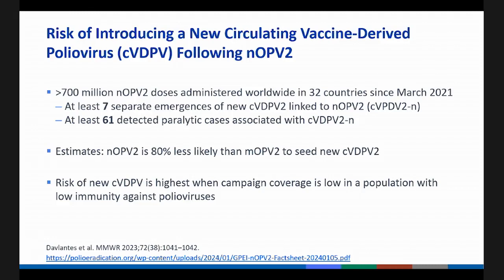However, NOPV2 is estimated to be 80% less likely than Sabin OPV to seed a new VDPV2. And the risk of a new VDPV is highest when campaign coverage is low in a population with low immunity against polioviruses.